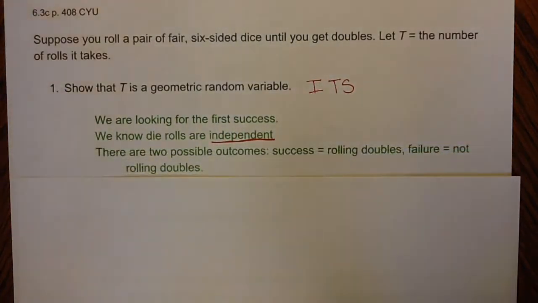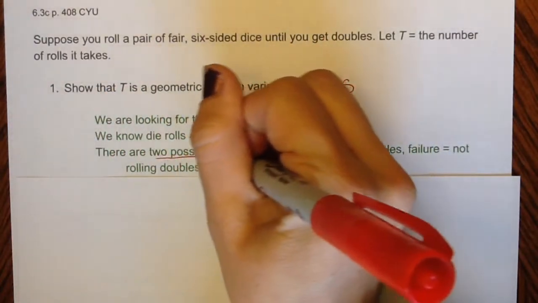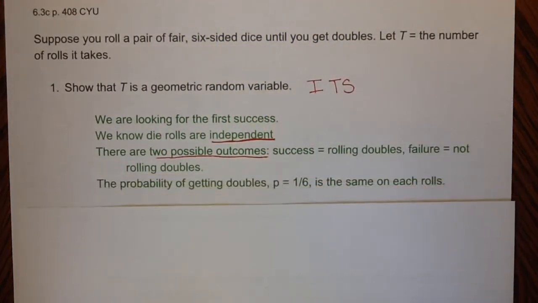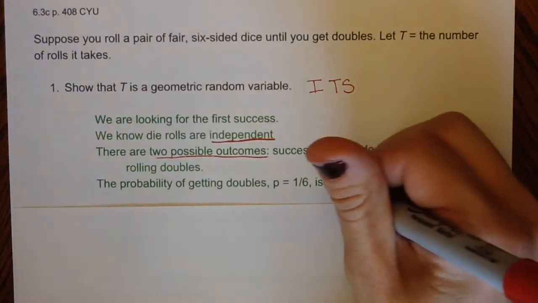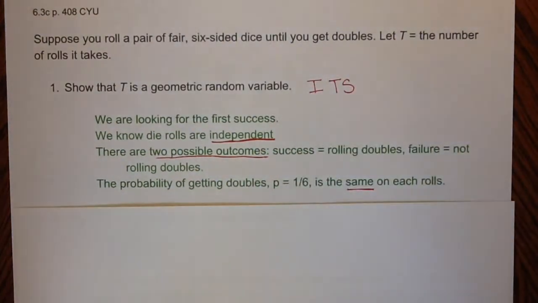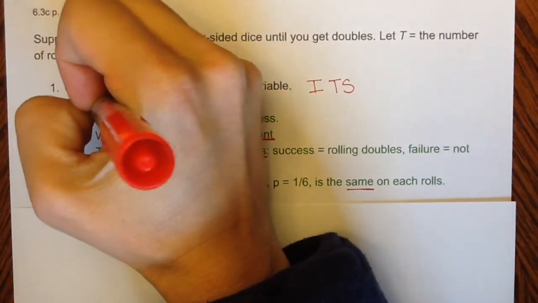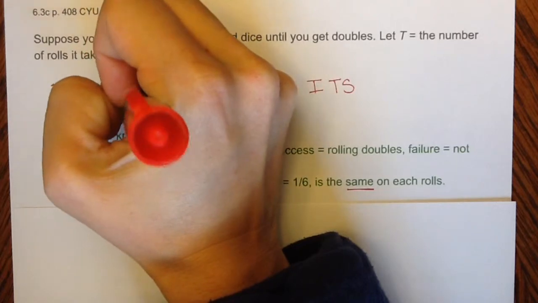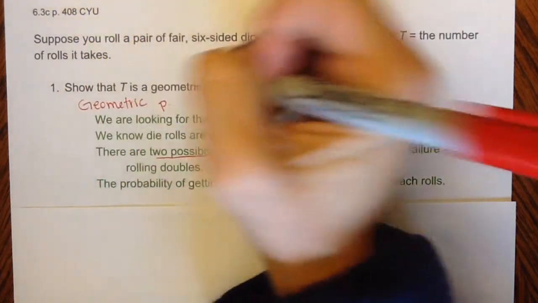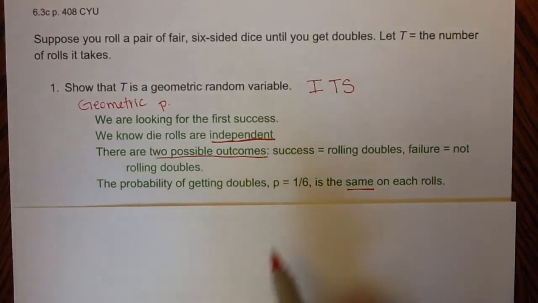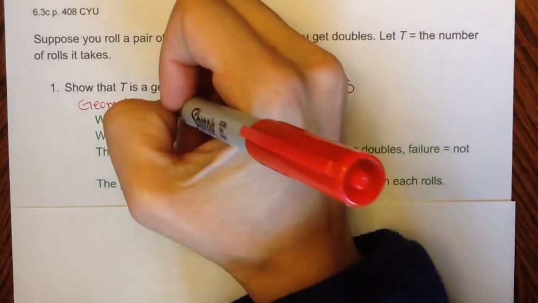The T is still two possible outcomes. And here we do have two possible outcomes, rolling doubles or not rolling doubles. And then again, the S is still going to be that the probability is the same. So it does match our conditions. So we're going to say that this is a geometric distribution. And we know that the probability here of rolling doubles is 1 in 6.